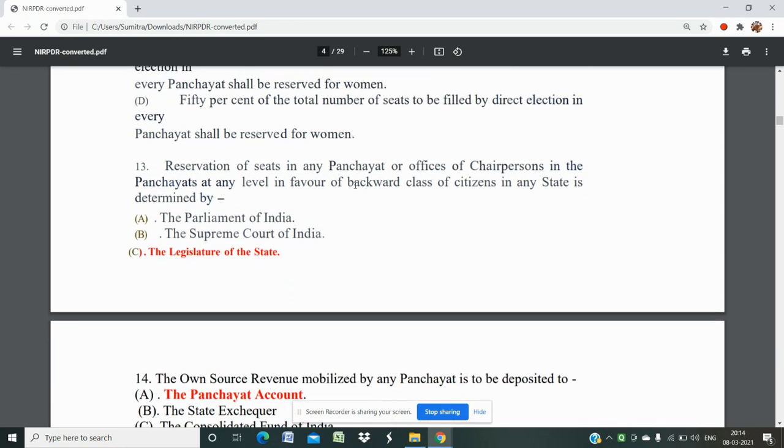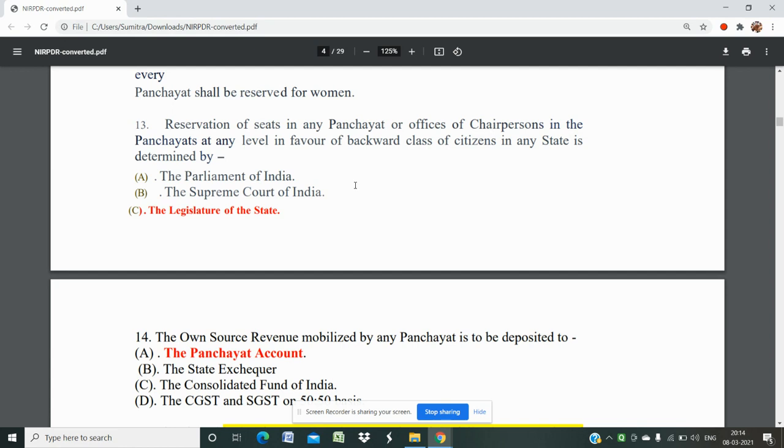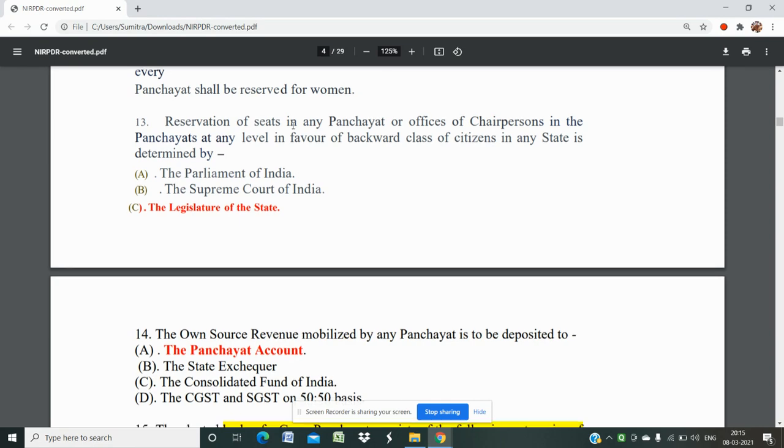Then question number 13, reservation of seats in the panchayat. These are two questions which are related to each other. Reservation of seats or offices of chairperson in the panchayat at any level in favor of backward class of citizens in any state is determined by the legislature of the state. The state has the power to decide the procedure of reservation, whether it is given this year or not, to whom the reservation should be availed, etc. This is the power vested in the legislature of the state.